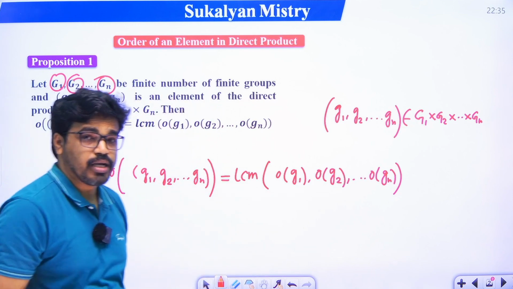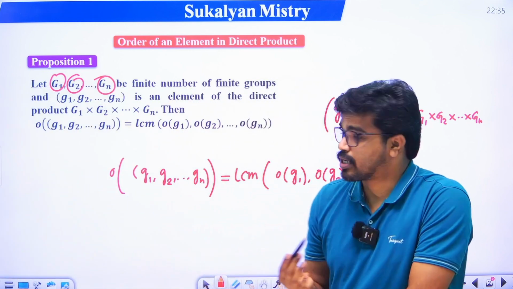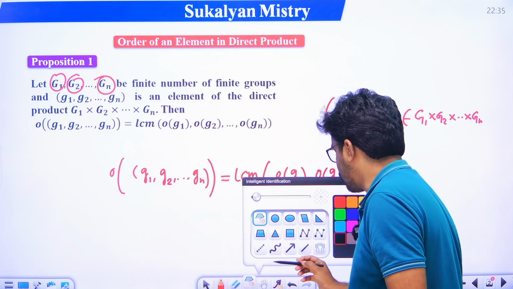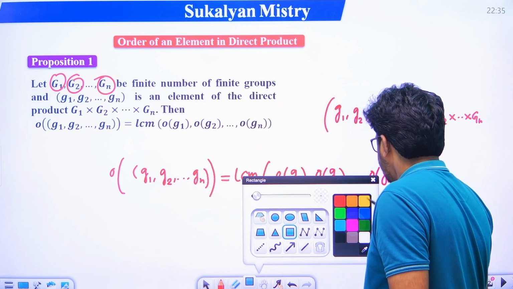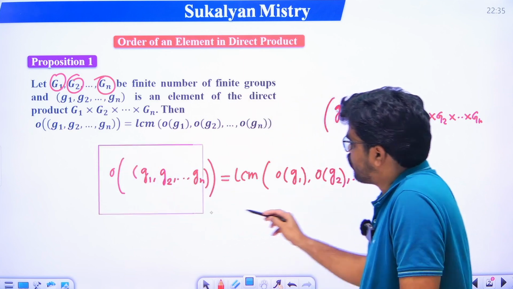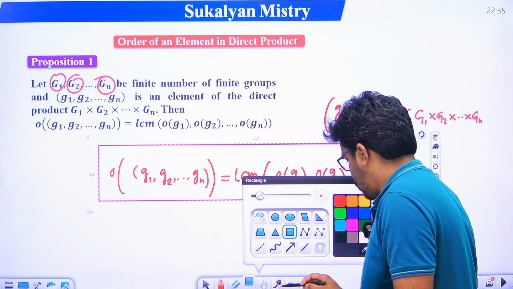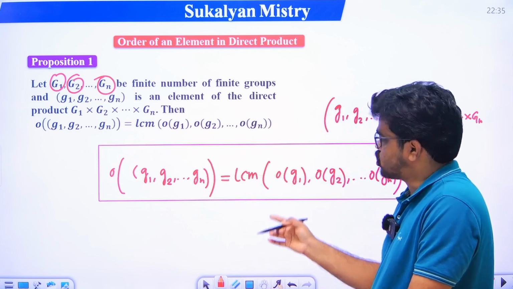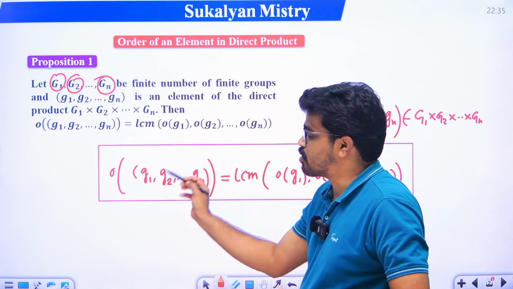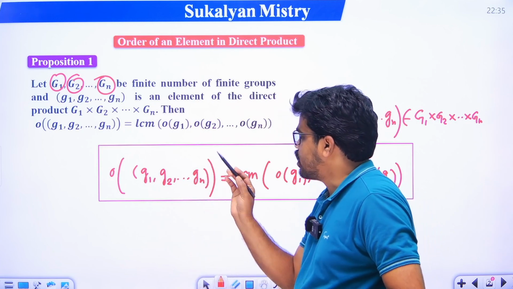So how to find the order of an element in the direct product? This is the formula. Order of (g1, g2, ..., gn) equals the LCM of order of g1, order of g2, ..., order of gn.